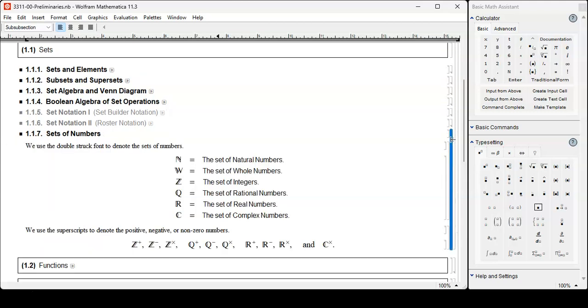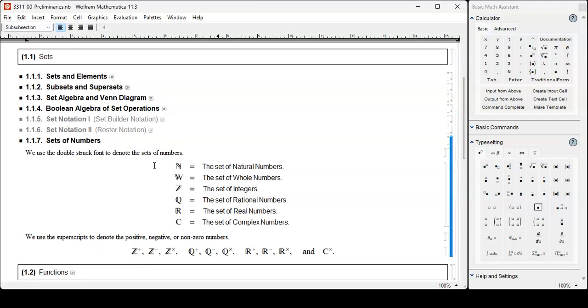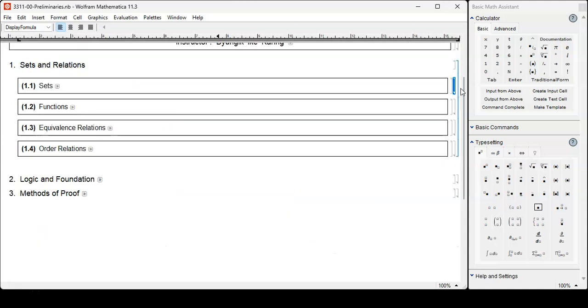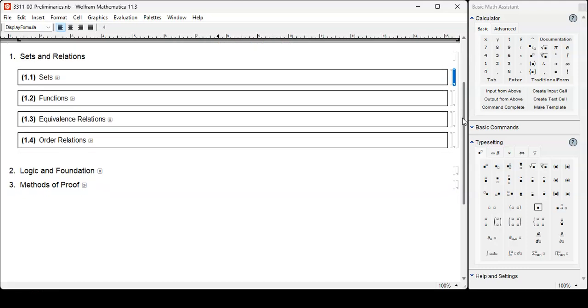And finally, sets of numbers. Please remember, whenever you see double stroke fonts, they are sets of numbers, at least in algebra they are. In topology or geometry, things may be a little bit different there. And then we use these superscripts to denote positive integers, negative integers, or non-zero integers, and so on. For complex numbers, there's no such thing as positive or negative, so we have just non-zero complex numbers like that. So remember what these superscripts mean. Alright, so much for subsection 1, sets.